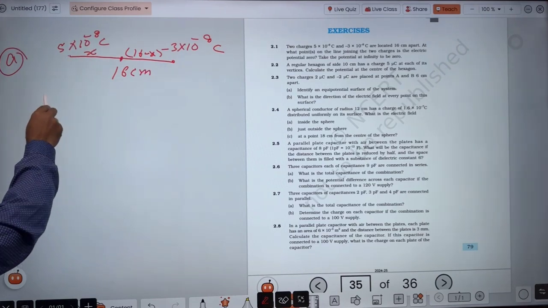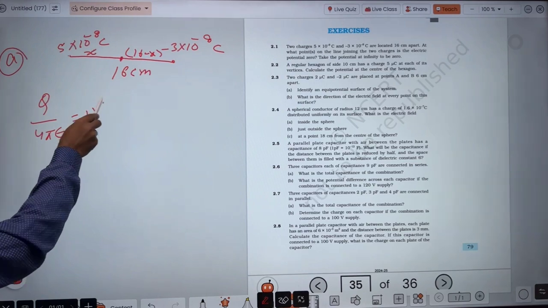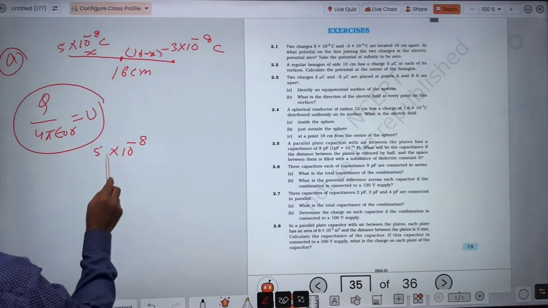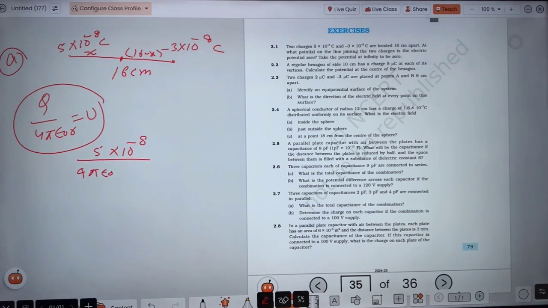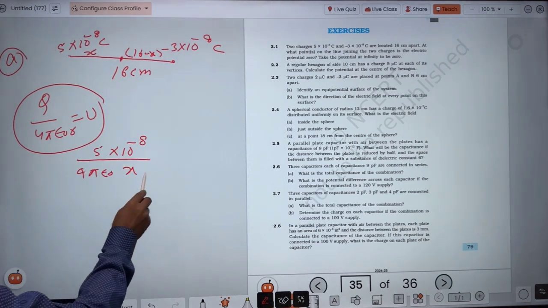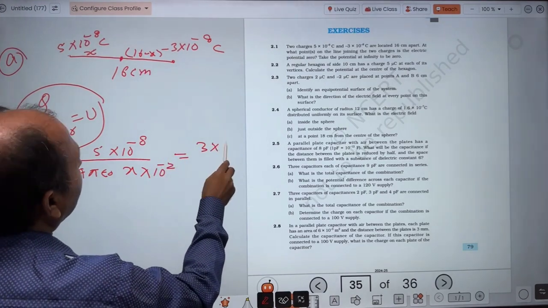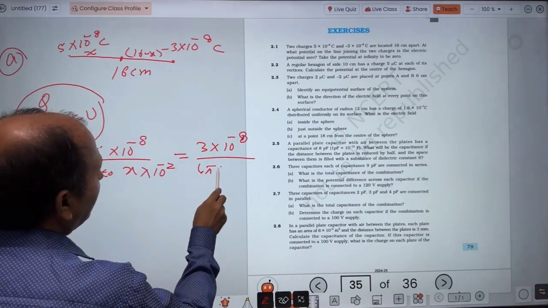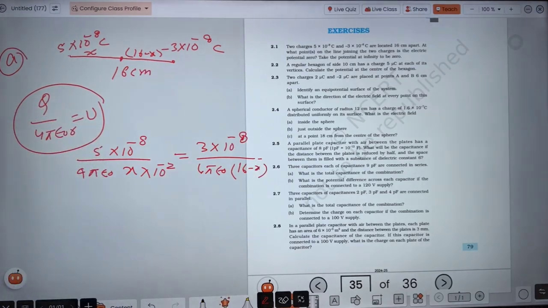So we write from the formula V equals Q upon 4 pi epsilon naught r. We can write 5 into 10 to the power minus 8 divided by 4 pi epsilon naught, into separation x in centimeter, so 10 power minus 2, must be equal to 3 into 10 power minus 8 divided by 4 pi epsilon naught times separation 16 minus x. Now try to solve it.